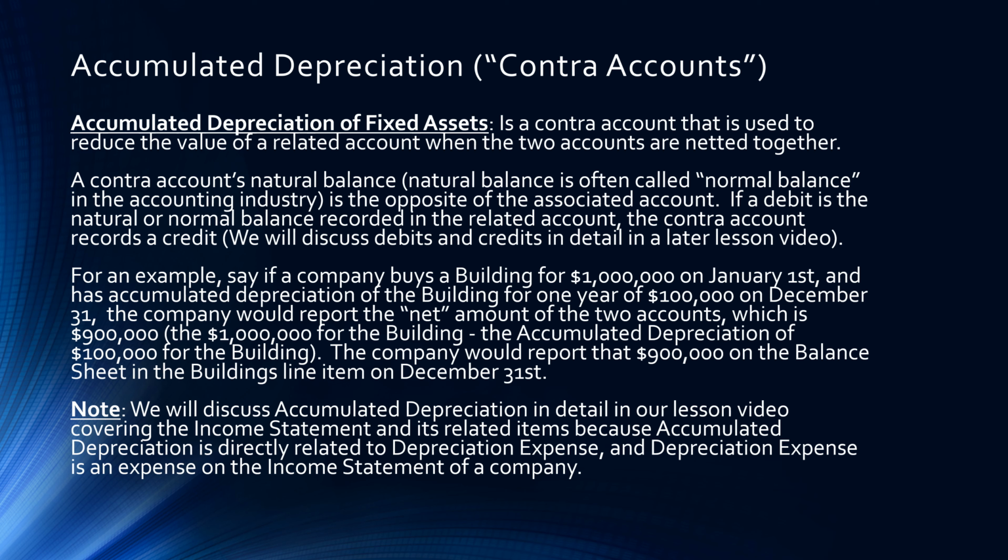For example, say a company buys a building for $1 million on January 1st and has accumulated depreciation of the building for 1 year of $100,000 through December 31st. The company will report the net amount of the two accounts, which is $900,000. That's the $1 million for the building minus the accumulated depreciation of $100,000 for the building. The company would report that $900,000 on the balance sheet in the building's line item on December 31st.